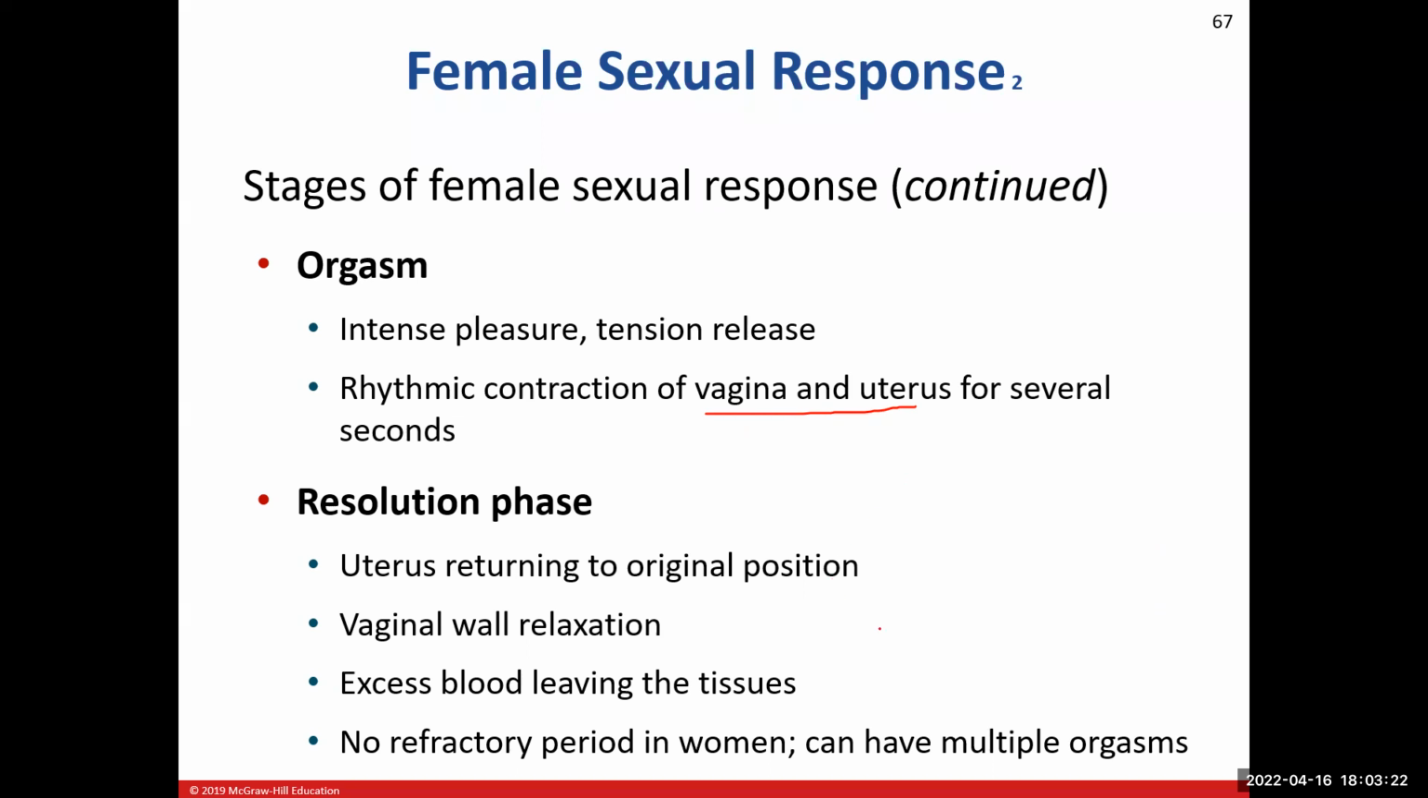Now, the thing is, and we'll talk about it when we get into the male sexual response, after ejaculation, men have what's called the refractory period, in which they can't have another orgasm for a certain period of time. Women have no refractory period, so they can actually have multiple orgasms during that time.